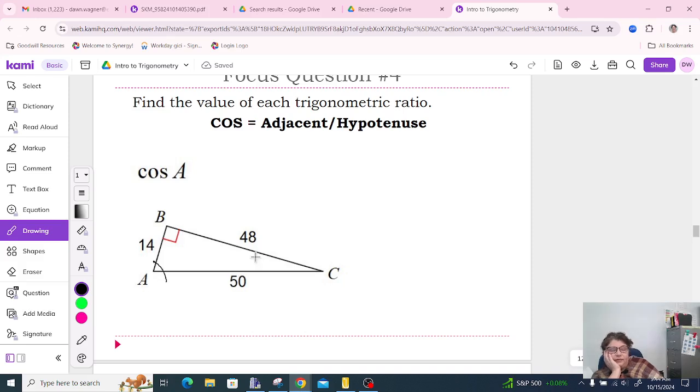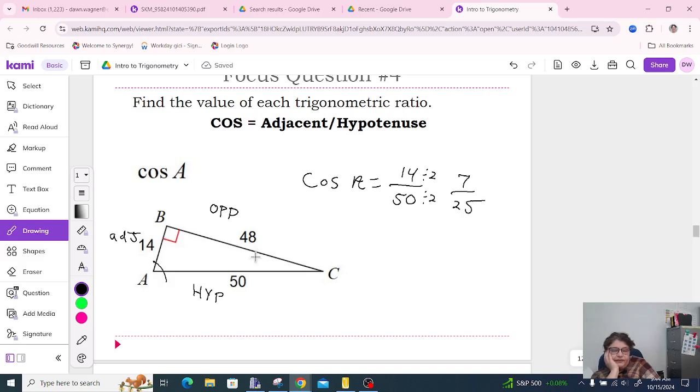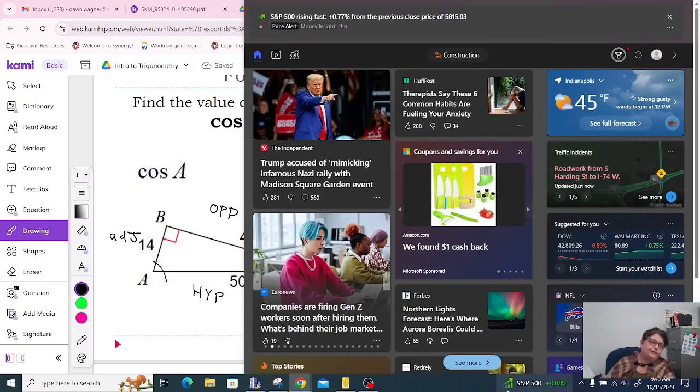Okay, where do I put my finger? A. I label. Which one's opposite? Which one's hypotenuse? Hypotenuse is always across from the 90, and it's always the largest side. And then what do I label as adjacent? 14, because it's the leftover one. So cosine of A is equal to 14 over. Can this one be reduced? Yes, you need to divide by 2. So this would be 7 over 25. Or you could put 14 divided by 50, math, enter, enter, and it reduces it for you.